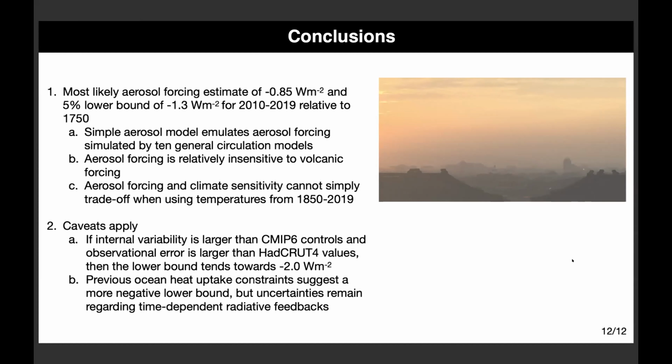And so in a nutshell, our best or baseline estimate is -1.3 for the lower bound, but there's still kind of a beast lurking in the water when it comes to uncertainties about low frequency temperature variability and the use of ocean heat uptake. Thanks.